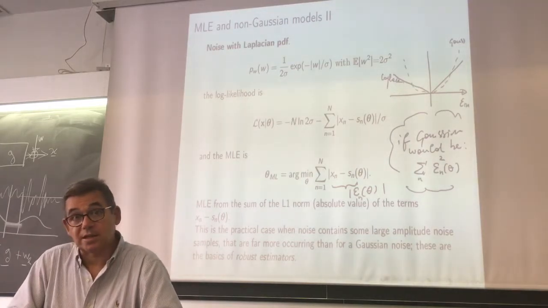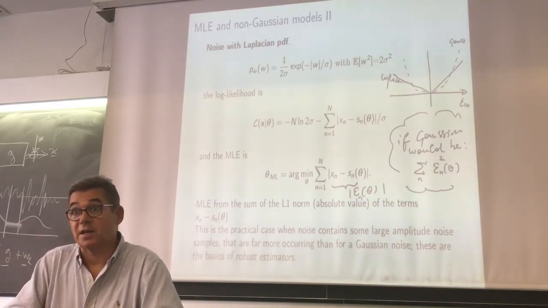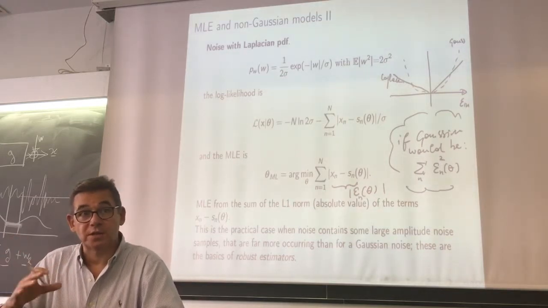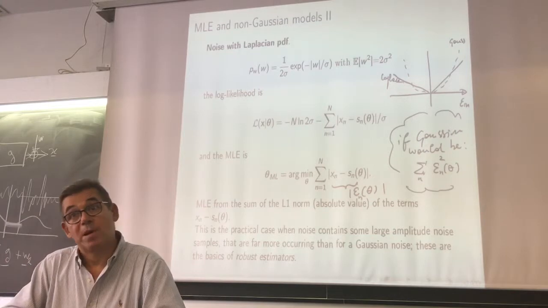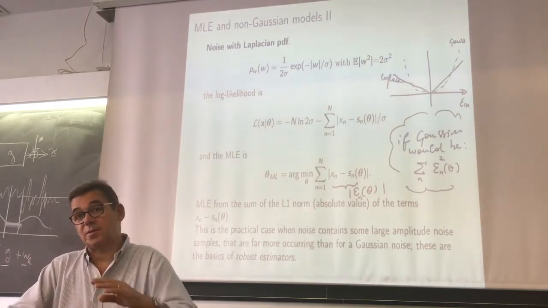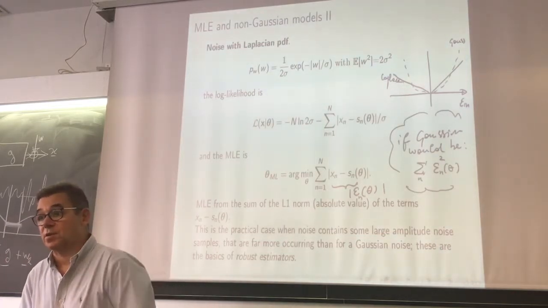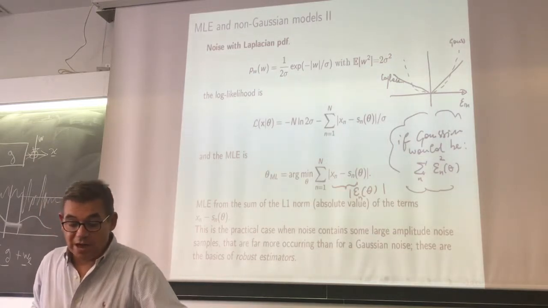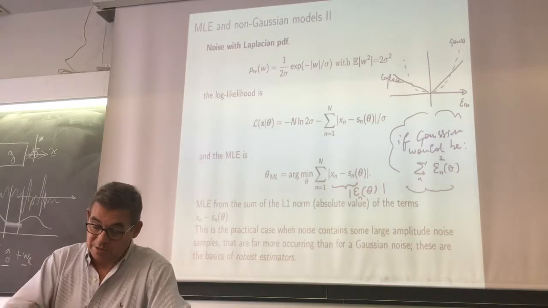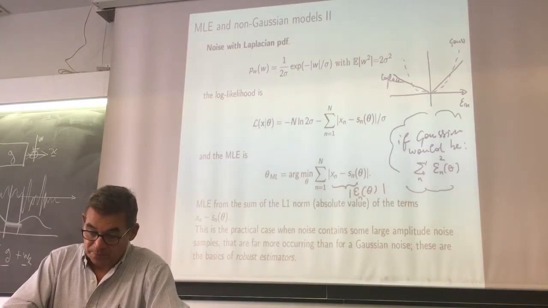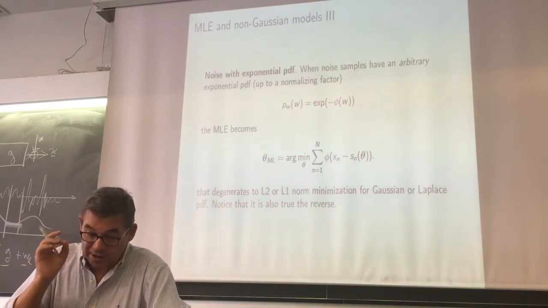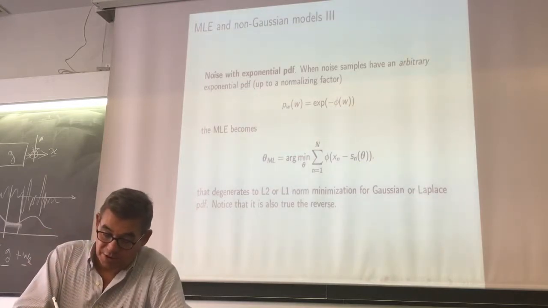And this class of estimators that are manipulating the data when the data contains larger tails are called robust estimators. So robust estimators are this class of estimators that are taking into account the presence of larger tails. And we will see in a minute about that.